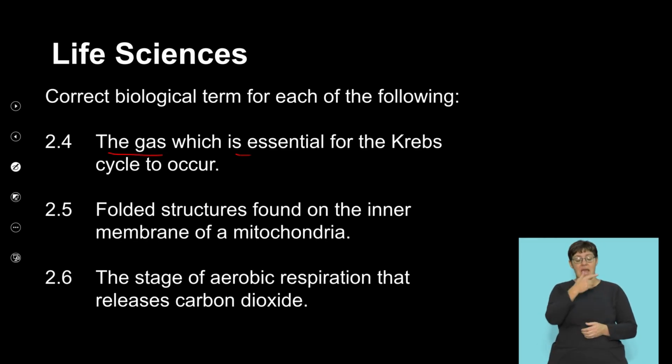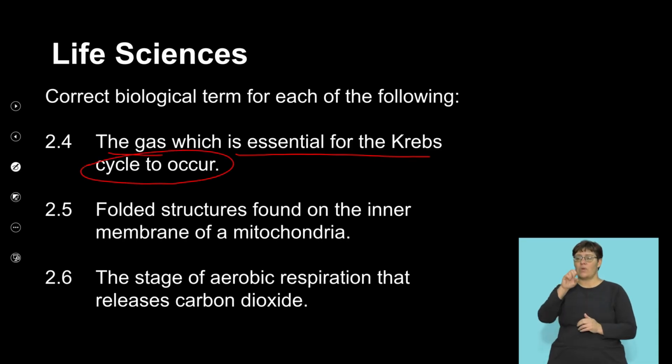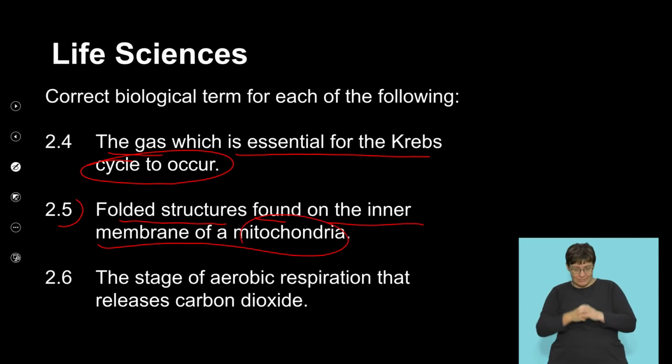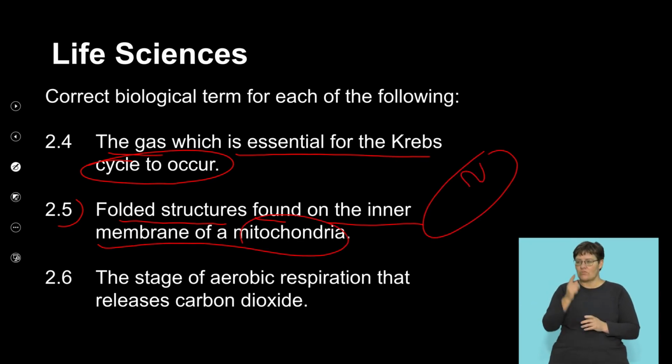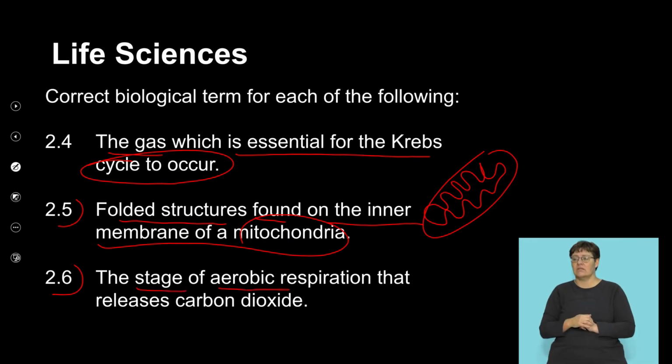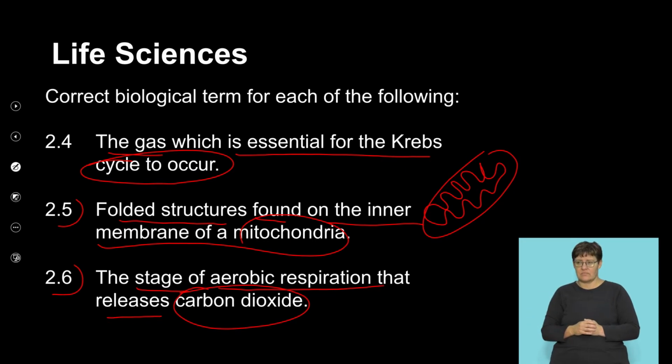The gas which is essential for the Krebs cycle to occur. We know that the Krebs cycle is the second stage that we look at. I'm going to give you a moment to reflect on that. 2.5. The folded structures found on the inner membrane of the mitochondria. As a quick recap, we know that there are folds on the inner membrane, so this points to those folds. And 2.6, the stage of anaerobic respiration that releases carbon dioxide. So we looked at those a little while ago.